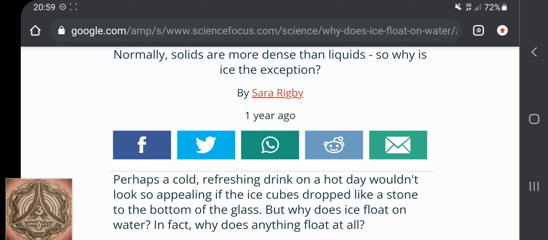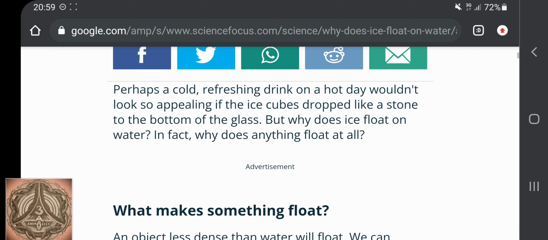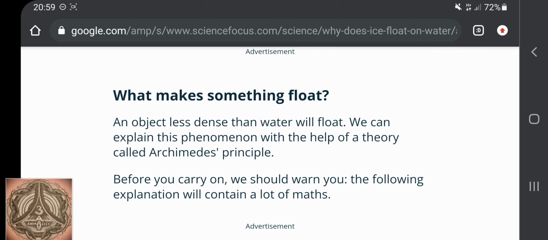So probably English. Perhaps a cold, refreshing drink on a hot day would look so appealing if the ice cubes dropped like a stone to the bottom of the glass. But why does ice float on water? In fact, why does anything float at all? What makes something float? An object less dense than water will float. We can explain this phenomena with the help of a theory called Archimedes' principle. Before you carry on, we should warn you the following explanation will contain a lot of maths.